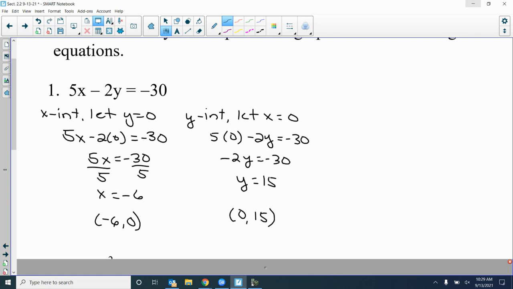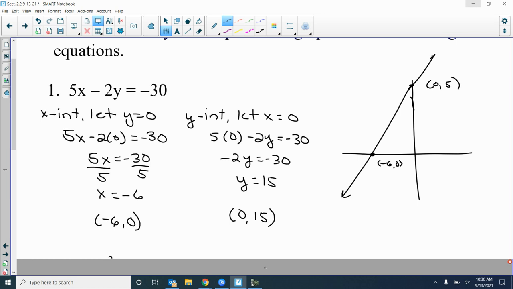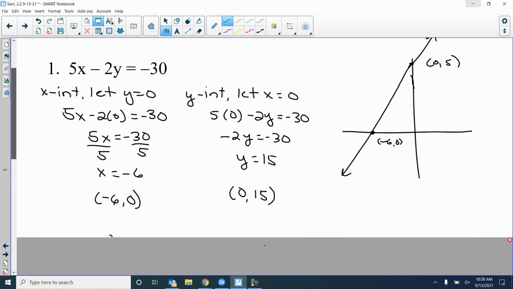Do we have enough to know accurately what this graph's going to look like? It's linear. It's a straight line. How many points do you need for a straight line? 2. Do I got 2 points? Yeah, I got 2 points. So negative 6, 0 is just going to be somewhere over here. 0, 15 will be up here. And I can connect those and get a straight line. So that gives me enough. So 0, 15 and negative 6, 0.